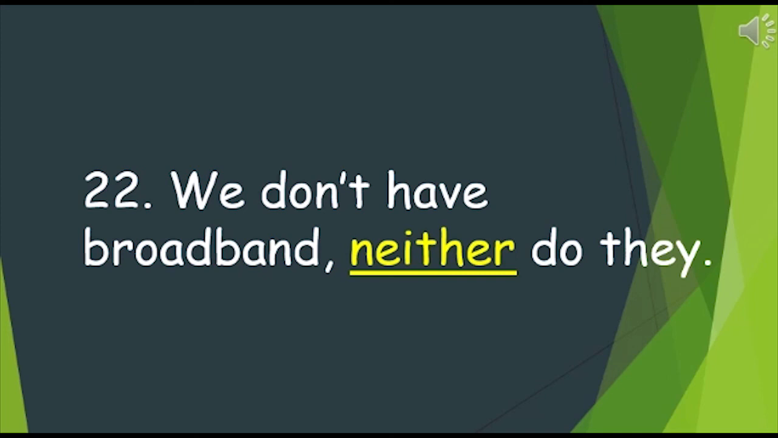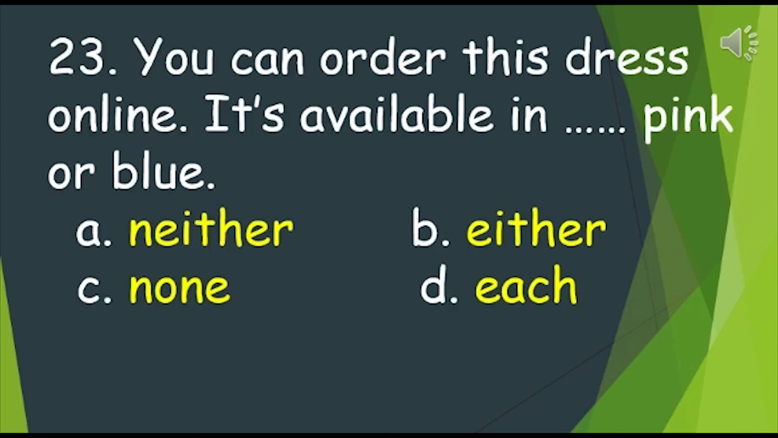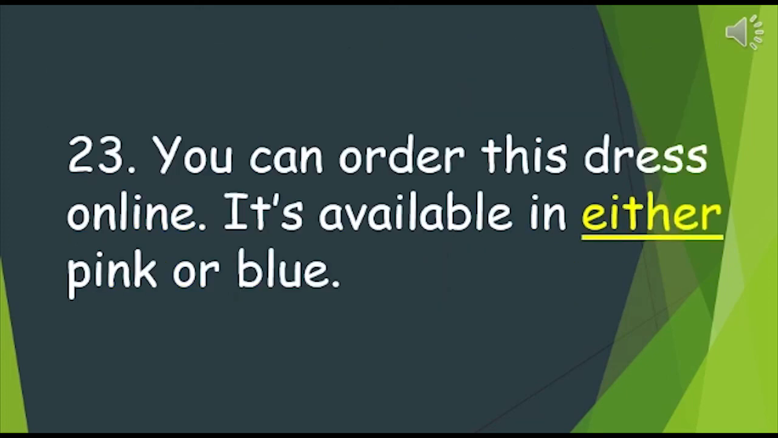You can order this dress online. It's available in space pink or blue. The choices are neither, either, none, each. You can order (تقدر تطلب) this dress online. It's available (متاح) in either pink or blue. إما pink or blue. إما متوفر في اللونين دول.